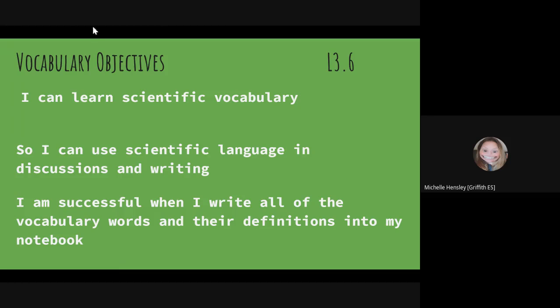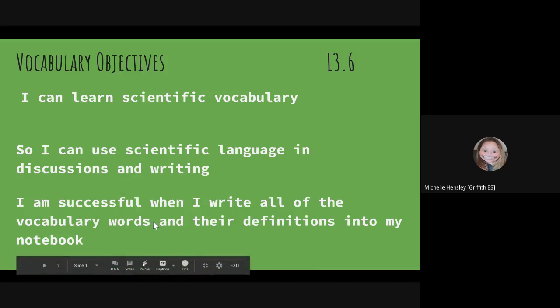All right, so we're learning some new scientific vocabulary, science-related words that go with our unit on what's so amazing about plants. Why are we learning these words? So that we can talk to other people and write about the things that we're learning and sound like we know what we're talking about, right? Because we all want to sound like we know what we're talking about. You're going to start off this path to success today by just writing down the words and their definitions into your notebook, because that's your first step in learning these new words.